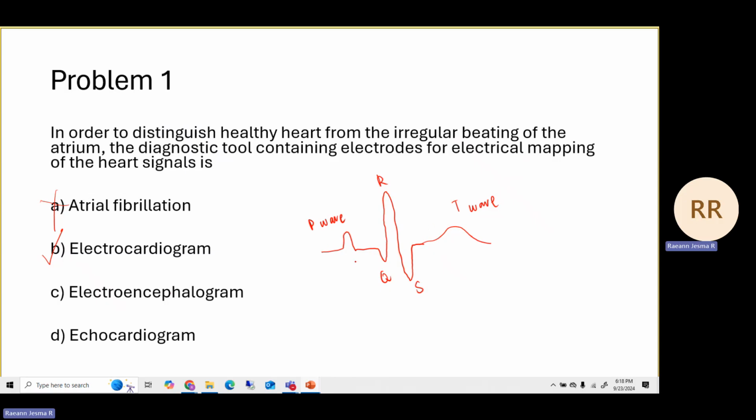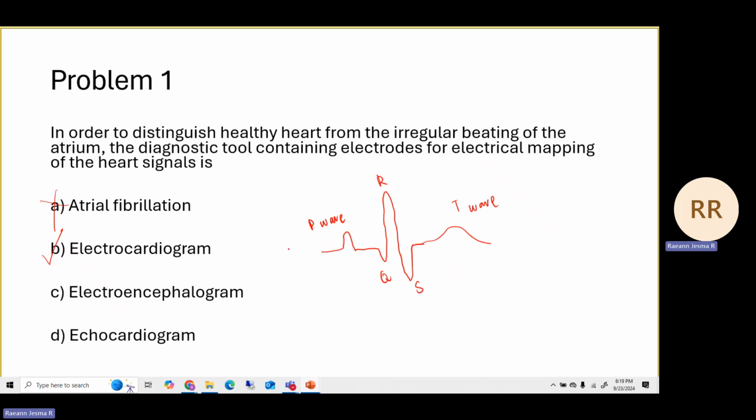So we can study the electrical activity of the heart. By that we can understand what is going on, like which portion of the heart is contracting. If there is any abnormality in any portion of the wave, from that we can find out there is some issue. So that is the electrocardiogram.